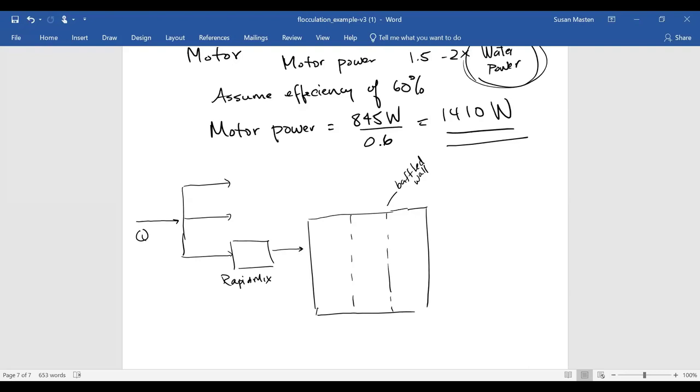The first one has the highest G value, so that was the 50. Then the second one is 20, and the third one we set at 10 per seconds. So we're decreasing the G value. Why?